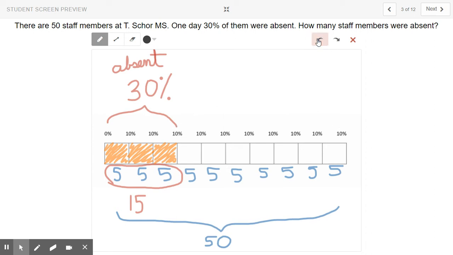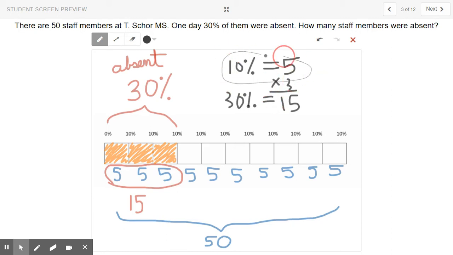Now, another way to find the 30%: 10% of 50 equals 5. So to find 30%, you could take 10% times 3 to get 30. So you multiply 5 times 3 to get 15. So 30% of 50 equals 15. You can use the 10% to help you.